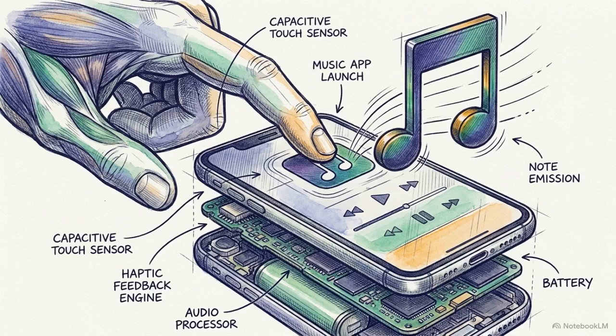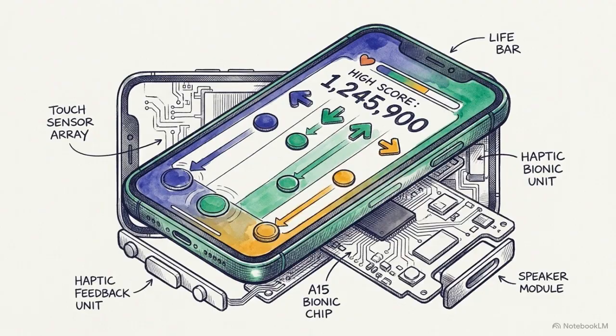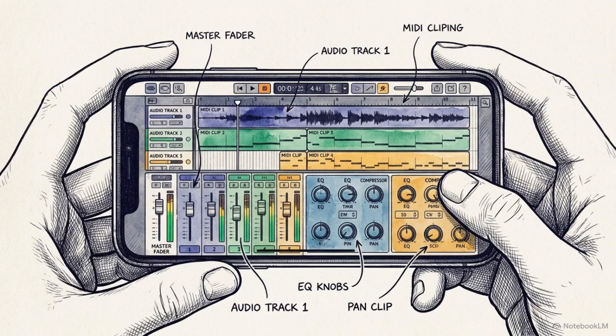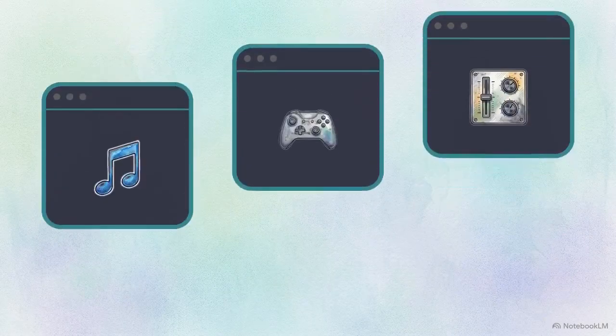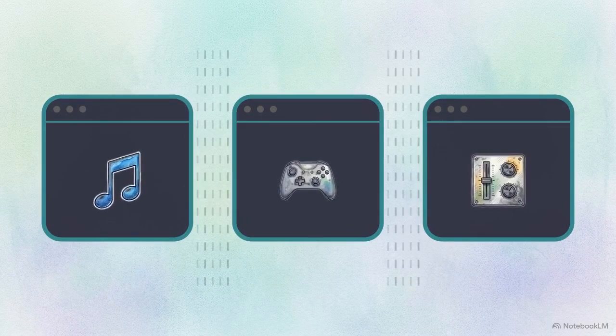If you want to listen to music, you open a media player. If you want to play a rhythm game, you launch a gaming app. And if you want to produce a track, you boot up a digital audio workstation. In standard mobile development, these functions are strictly isolated into distinct environments.